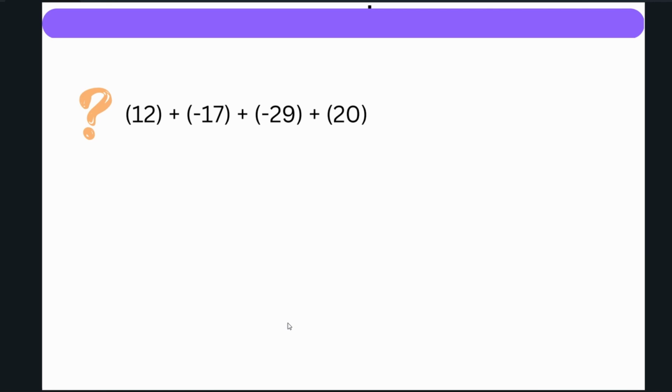Here's another question. Remember to do it step by step. Let's start from the left. Here we have a positive and a negative. It's going to give us a negative. Let's rewrite it. 12 minus 17. And then you could just rewrite the rest. 12 minus 17. Sign of the largest is negative. And just subtract them. 17 minus 12 will give you 5.